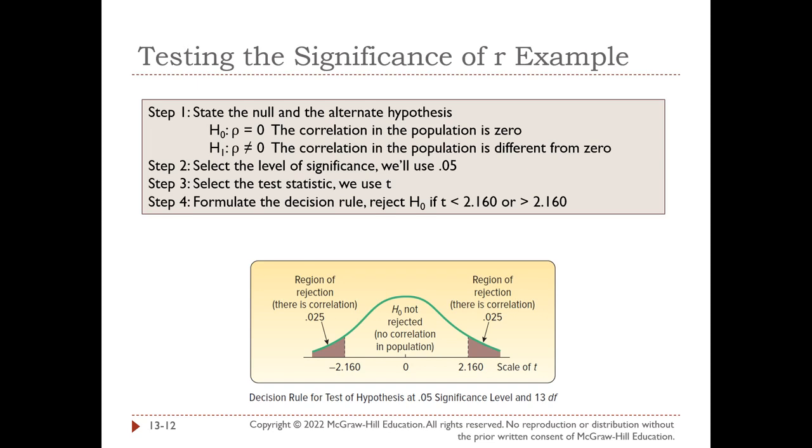This will mean that the correlation of the population is either 0 or different from 0. Our most likely outcome is probably going to be rejecting the null. We hope that we do. But we're going to select the level of significance. We're going to use 0.05. And we get to bring back our good, useful t-test statistic. Yay, t's back.